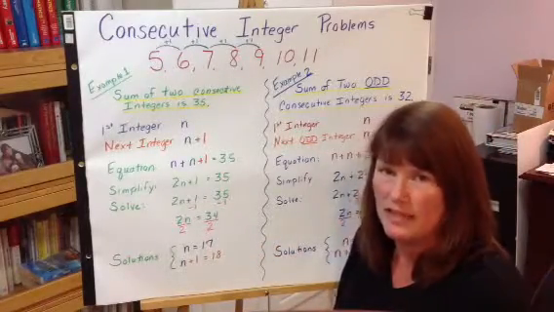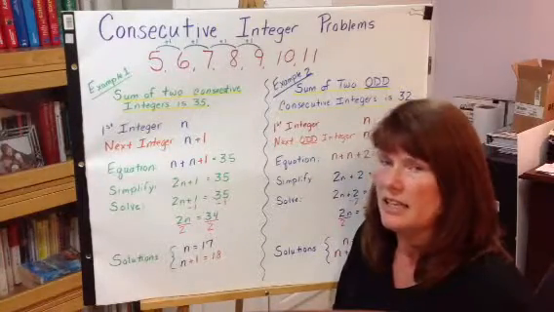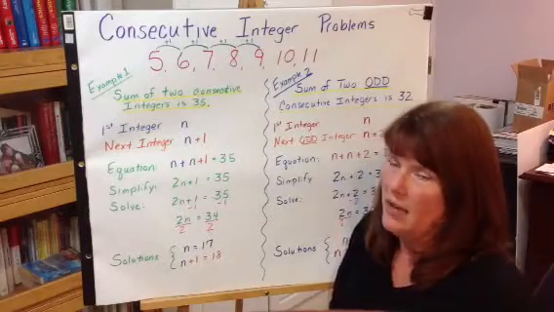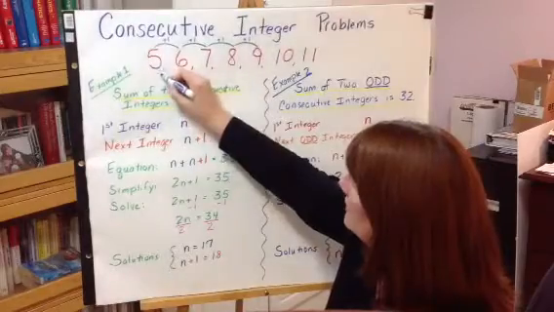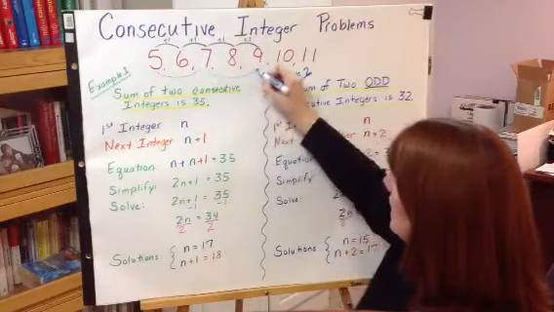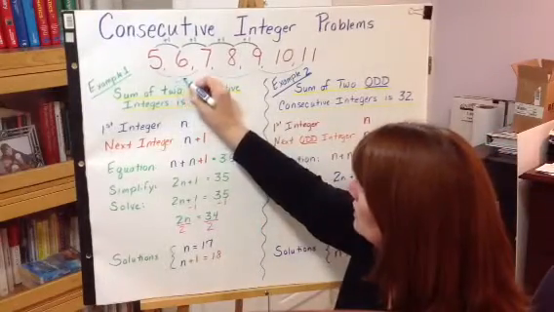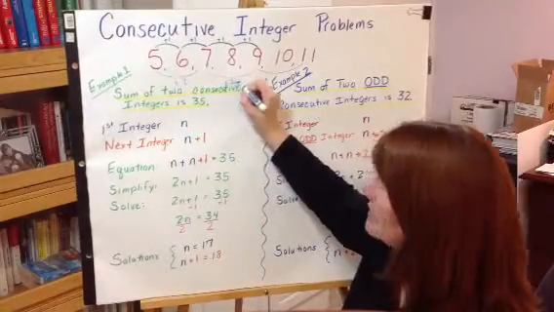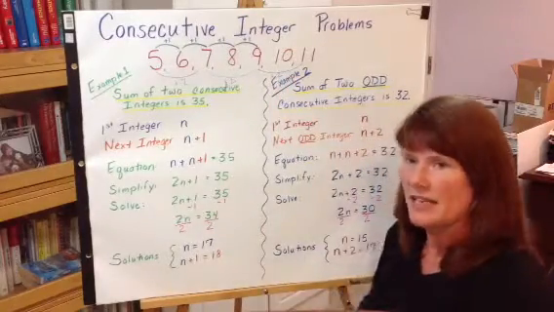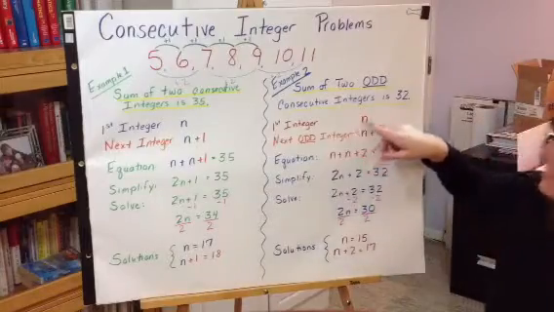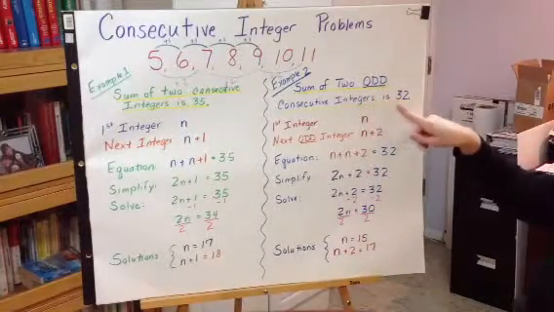Sometimes I'm asked to find integers that are not consecutive, but are odd consecutive or even consecutive. If I am looking for odd consecutive numbers, such as 5 to 7, 7 to 9, or 9 to 11, I would add 2 in each case to get to the next odd integer. So, in my next problem, the sum of two odd consecutive integers is 32.